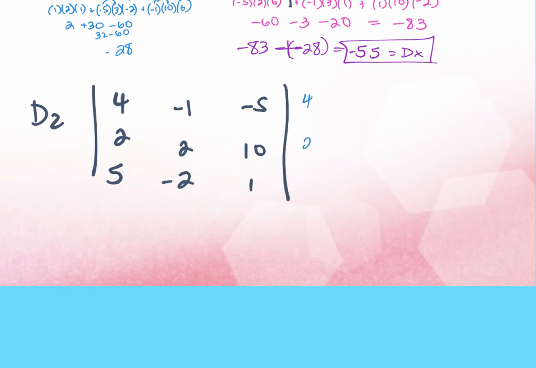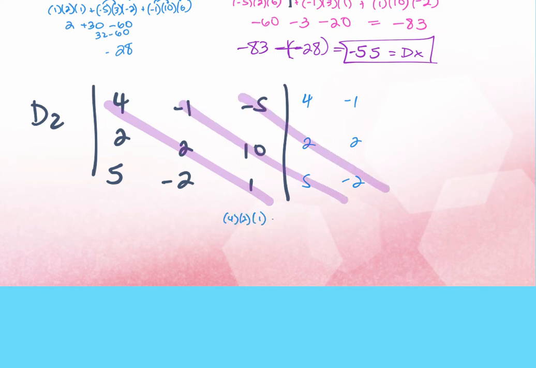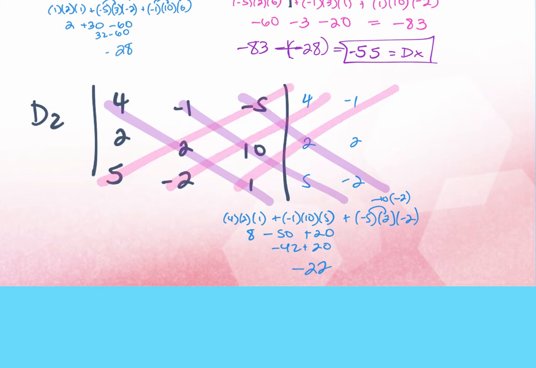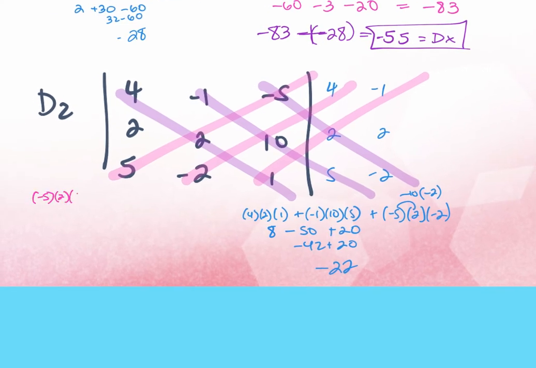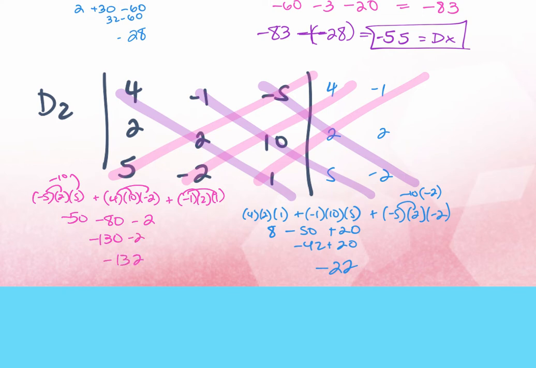And the last one. Four, 2, 1, plus negative 1, 10, 5, plus negative 5, 2, negative 2. 8 minus 50, this would be negative 10 times negative 2 plus 20. Negative 42 plus 20, negative 22. And then back the other way. Negative 5 times 2 times 5 plus 4 times 10 times negative 2 plus negative 1 times 2 times 1. Negative 10 times 5, negative 50. 40 times negative 2, negative 80. Negative 2 times 1, negative 2. Negative 130 minus 2, negative 132. And then negative 22 minus a negative 132 is positive 110.